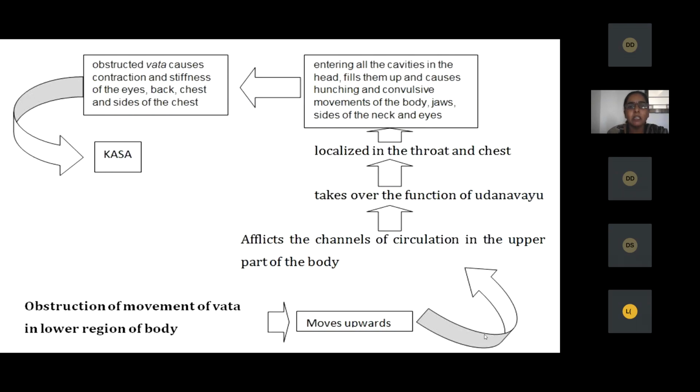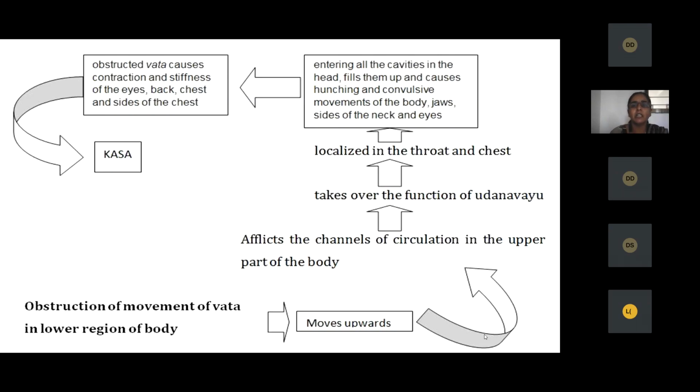What happens mainly in COPD is obstruction of the movement of vata in the downward direction. The pratiloma gati of vata starts, the chalatva of vata is reset and it moves in an upward direction. That means the gati of vata changes and it obstructs the channels of circulation in the upper part of the body. It takes over the function of udana vayu, and again disrupts udana vayu and then obstructs prana vayu, which is located in the throat and chest. Entering all the cavities in the head, it fills them up and causes hunching and convulsive movement of the body, jaws, sides of the neck and eyes.